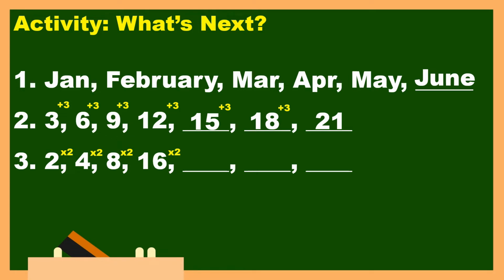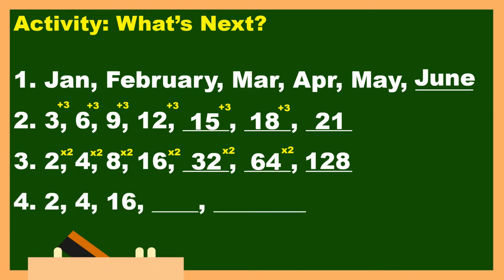At para makuha ang panglimang term, imomultiply din natin si 16 by 2. So 16 times 2 equals 32, and 32 times 2 equals 64, and 64 times 2 equals 128. So, the next 3 terms in the given sequence are 32, 64, and 128.